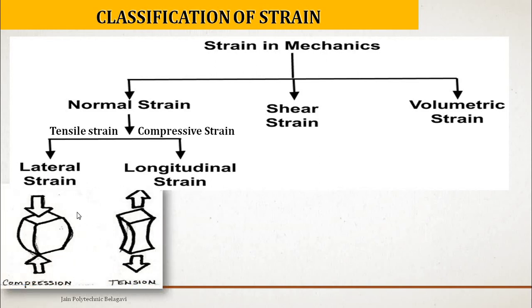So what happens is, with tensile strain, the object is pulled outside from both the sides. It is going to increase in length. That increase in length due to tensile load is said to be longitudinal strain. It is also reducing the cross-sectional area. Cross-sectional area reduction is nothing but lateral strain. Reduction in the dimension, reduction in the cross-section, is said to be lateral strain, and change in the length is said to be longitudinal strain.